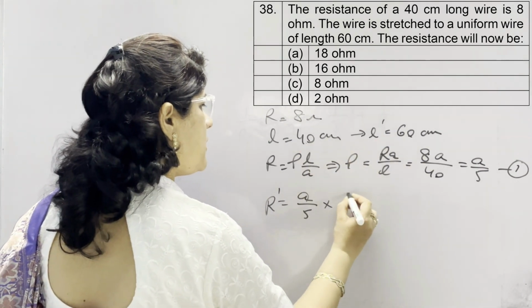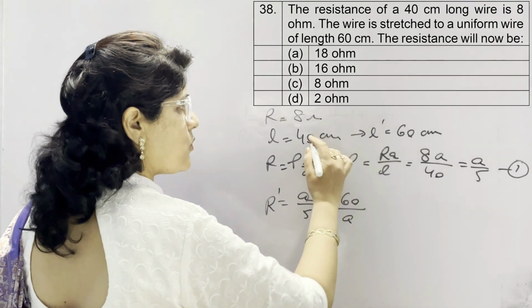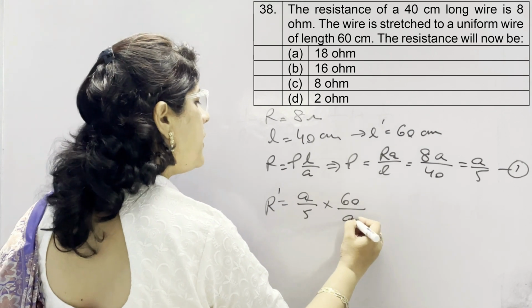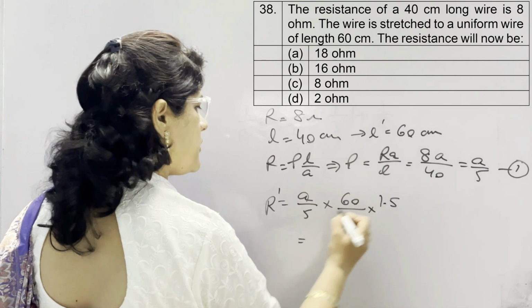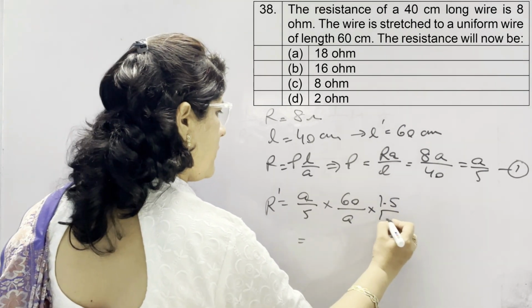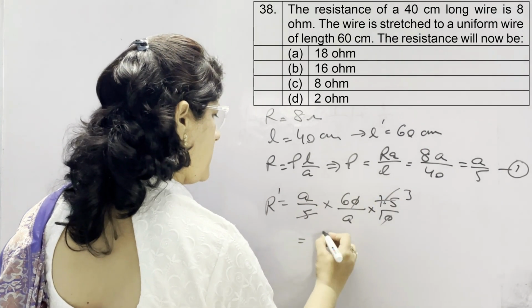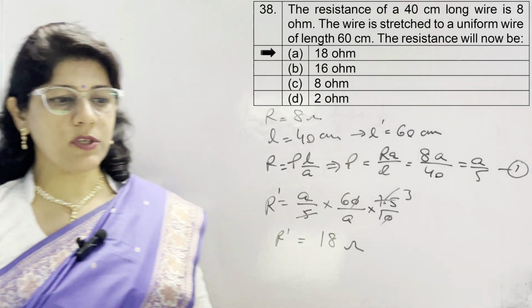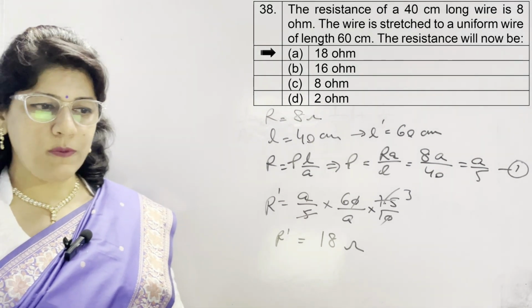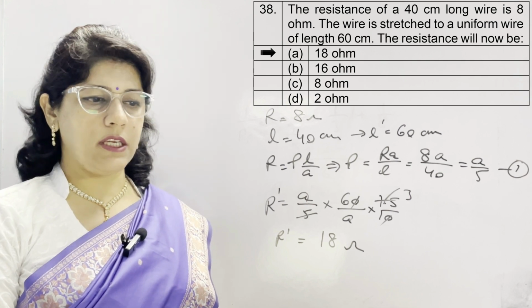Now new length is 60 and new area is, because length is stretched to 1.5 times, area divided by 1.5, it means multiplied by 1.5 हो जाएगा, 60 into 1.5 and then 5. 5, 3, 15, 6, 3, 18. So 18 ohm. So new resistance is 18 ohm. Given options are A 18 ohm, B 16 ohm, C 8 ohm and D 2 ohm, and the correct option is A which is 18 ohm.